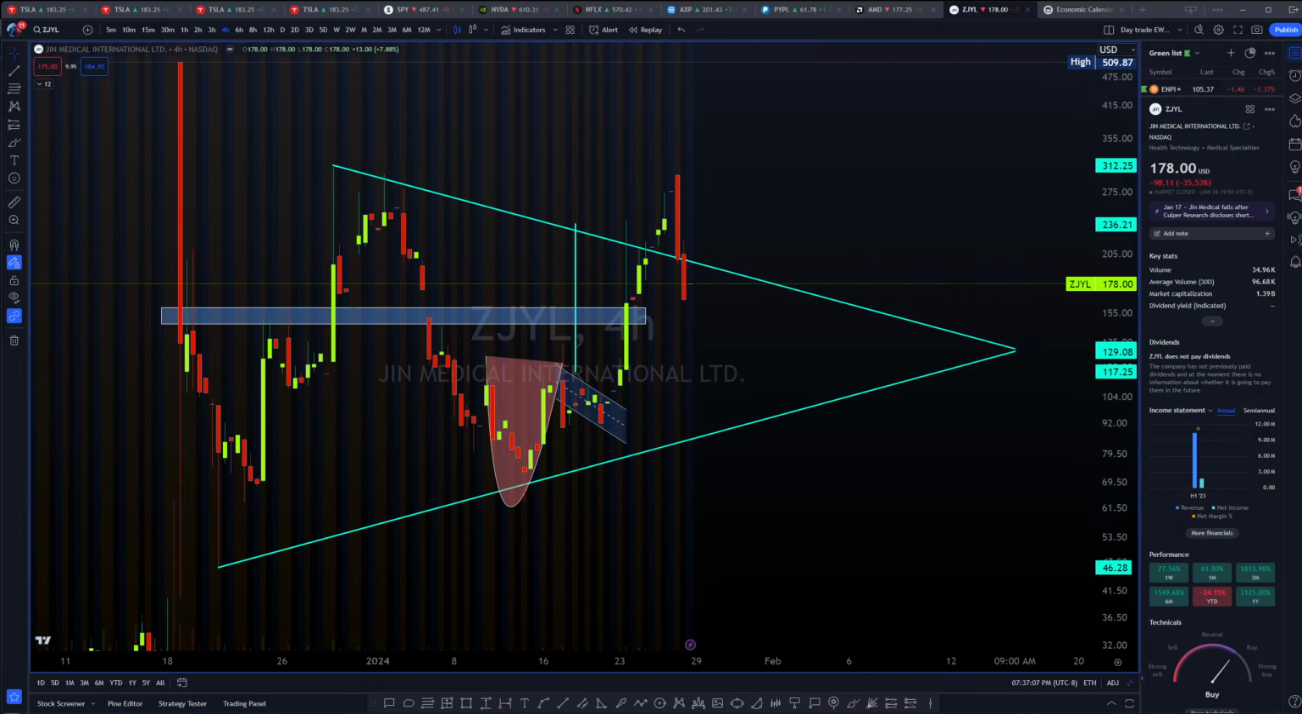Supposed to be a lot of shorts in there. I don't think so, unless they opened a position a long time ago, because this is on a short sale restriction. People can't short it.